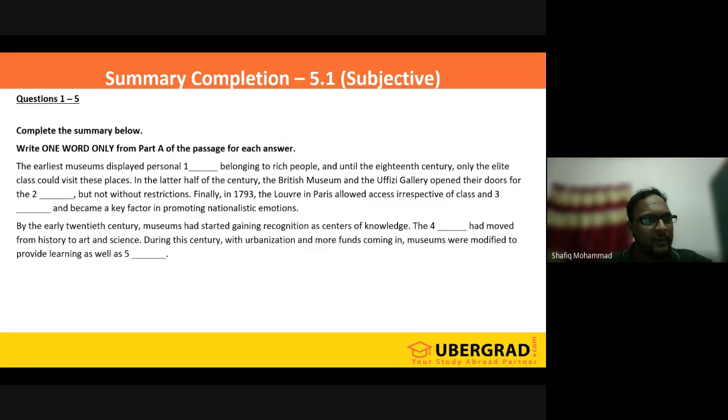Yes, Ramesh is typing now. So yes, first one is collections or objects. Second one is public. Third one is age. Fourth one is focus. And fifth one is entertainment.